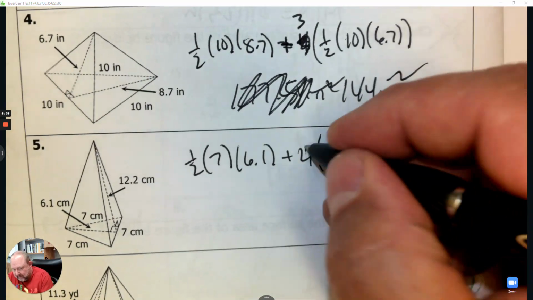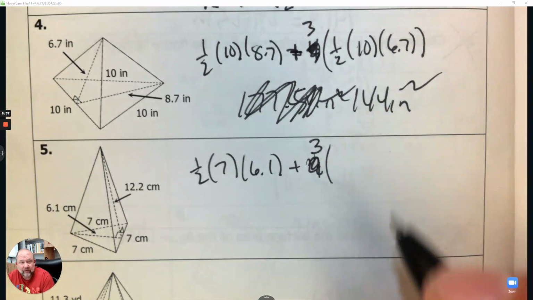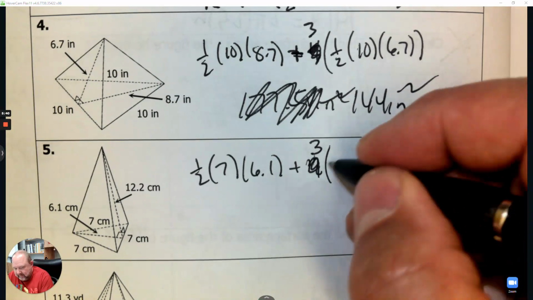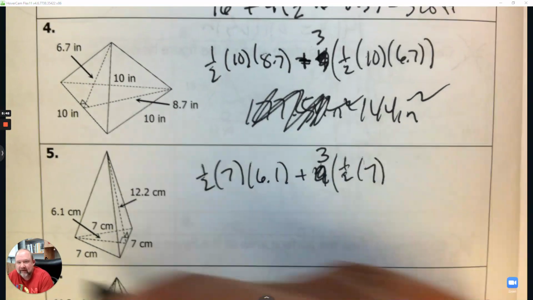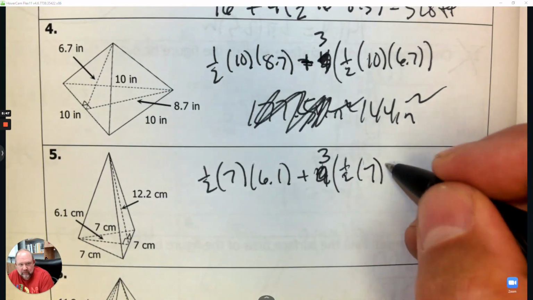This one, again, should be a 3 because there's 3 triangles on the side for the triangle. And then half the base of those sides, which is 7. And then the slant height for the side triangles is 12.2.